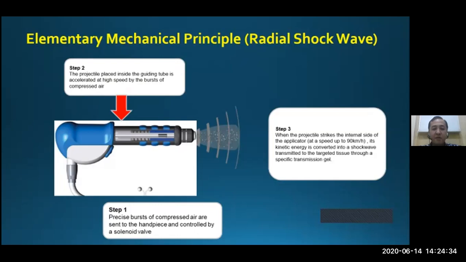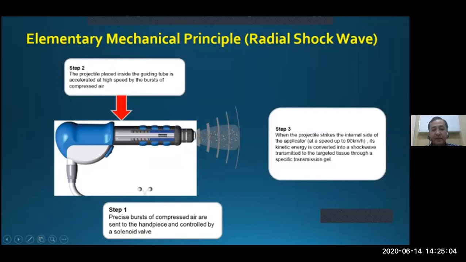We are using the compressor. We are using compressed air. The compressor is the lung of the shockwave machine, and then a precise burst of compressed air is sent to the handpiece here. This is the handpiece. And inside the handpiece, there is a projectile here. It will move forward and back with a certain speed.